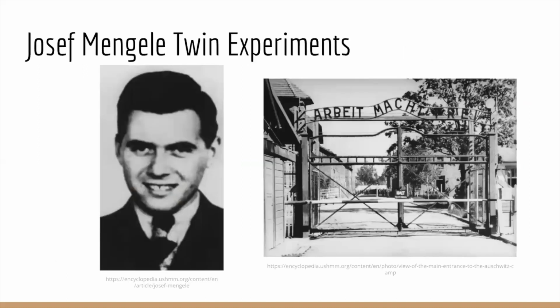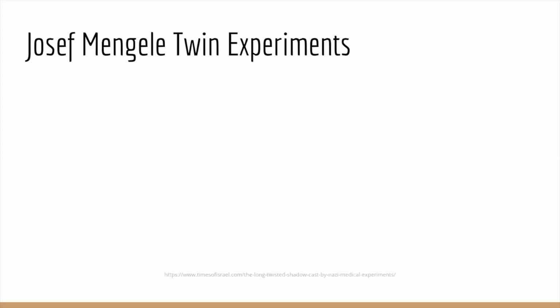Josef Mengele was a German physician and SS officer who conducted medical experiments on prisoners at the Auschwitz concentration camp during World War II. As mentioned before, he first became a research assistant at the Hereditary Institute, but later became known as the Angel of Death for his research on twin genetics.